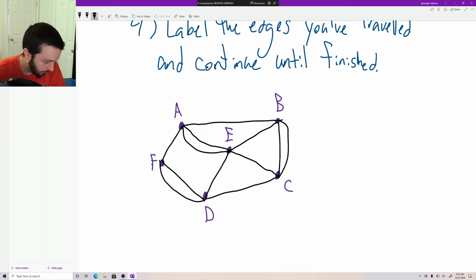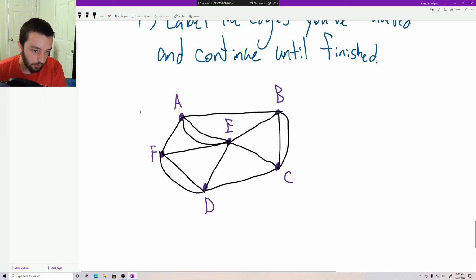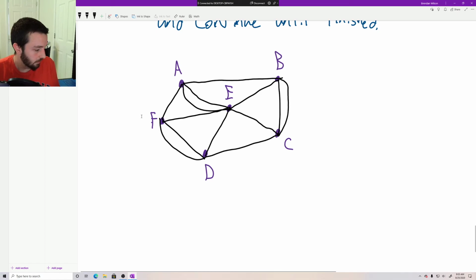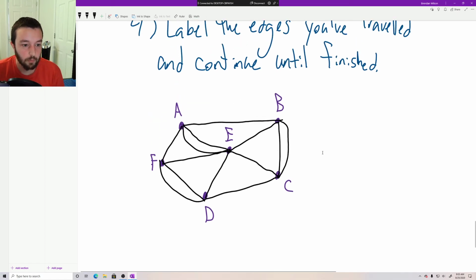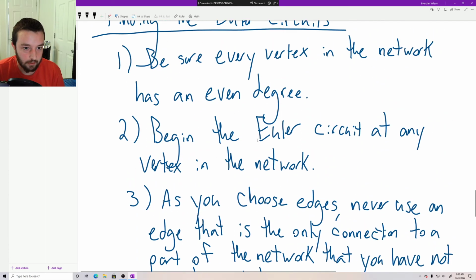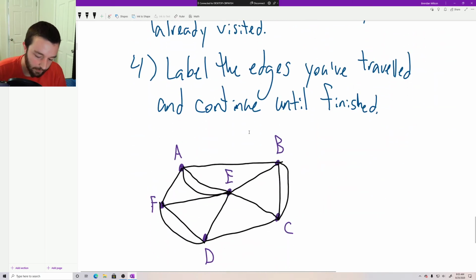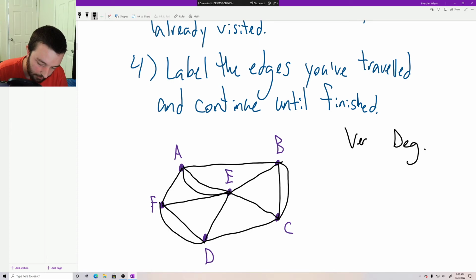Okay, and I think I missed one from E to F. So we want to find an Euler circuit out of this graph. Step one, check that every vertex has an even degree. Let's go with degree, vertex.